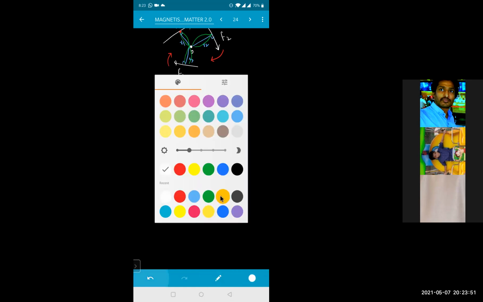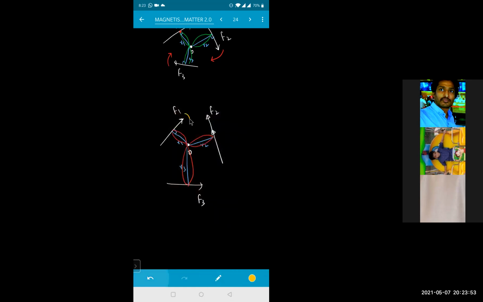Yes sir, you need to rotate it about your point O. You can rotate this one in this direction, but these two will again come in this direction, anti-clockwise. This will come in this direction, so this will overpower the F1.